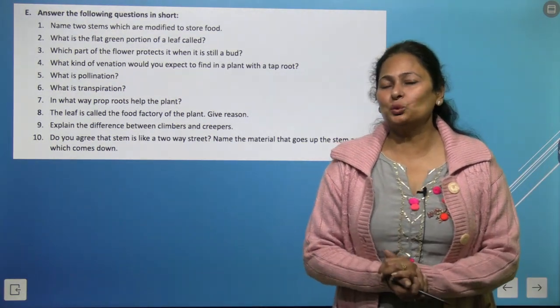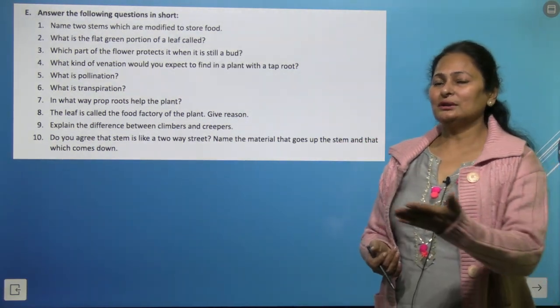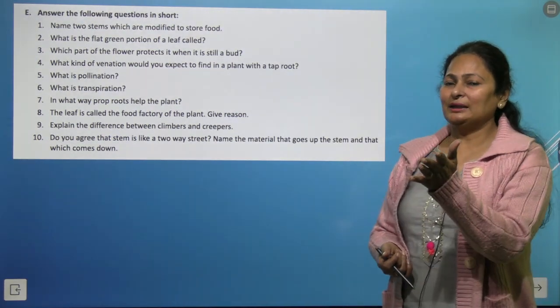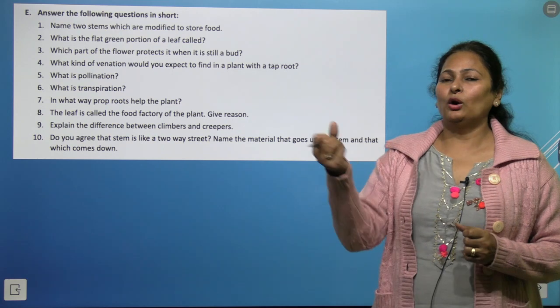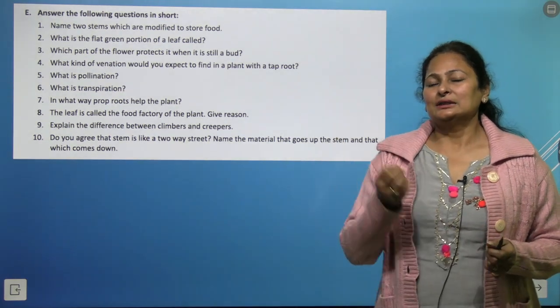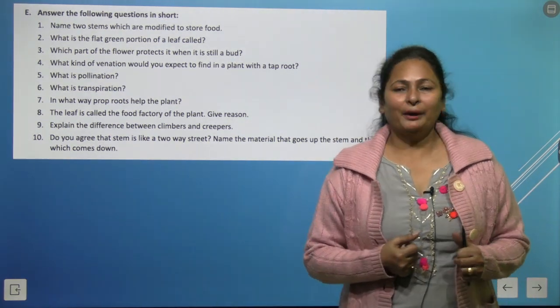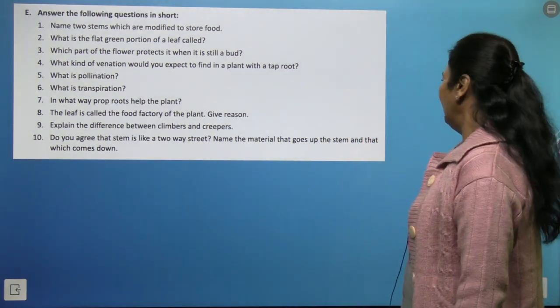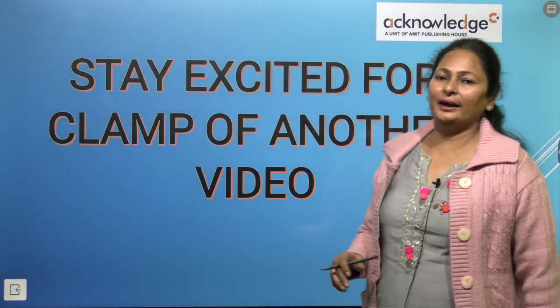Yes, it is two-way street. The water which is absorbed by the roots is passing through the stem and also it is transporting the food that is prepared by the leaf to the other parts of the plant and it is being stored there and we are consuming.